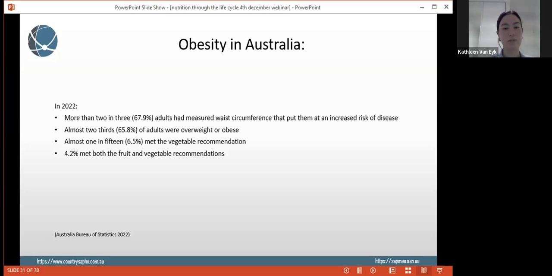And something that I always find interesting is looking at how many of us are actually meeting the fruit and veggie recommendations. So it says almost there, but it should be probably only 1 in 15 people met the veggie recommendation, and only 4.2% met both the fruit and veggie recommendations, which isn't very much at all.